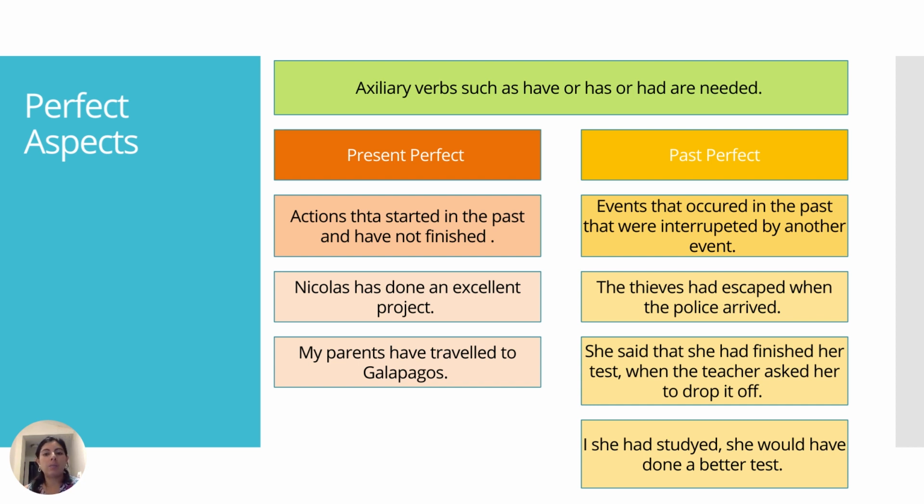Now we have the past perfect, events that occurred in the past that were interrupted by another event. For example, the thieves had escaped when the police arrived. So there were two actions. The first action is that the thieves escaped, and the second action is that the police arrived. So here we have action number one and action number two.